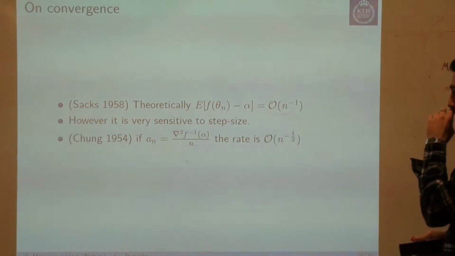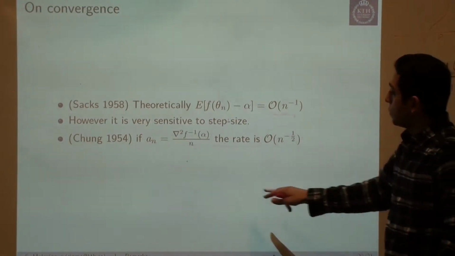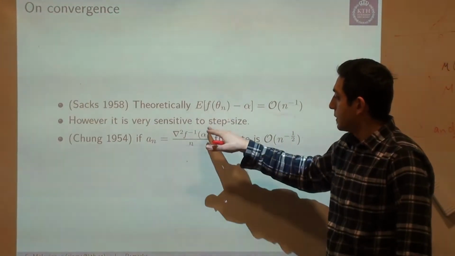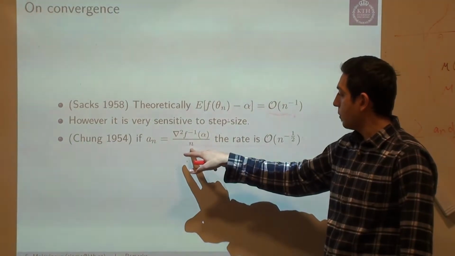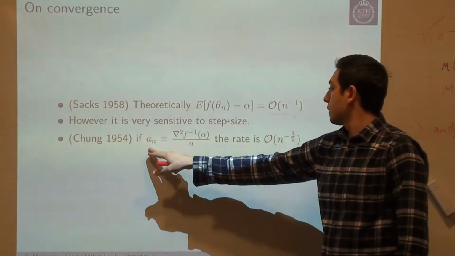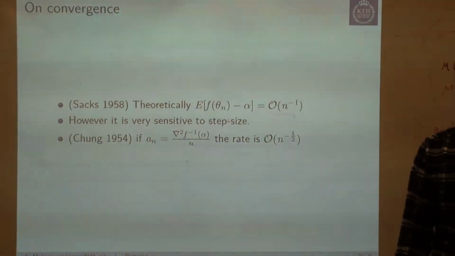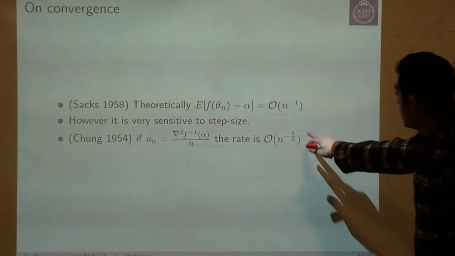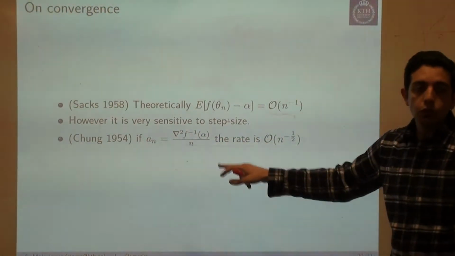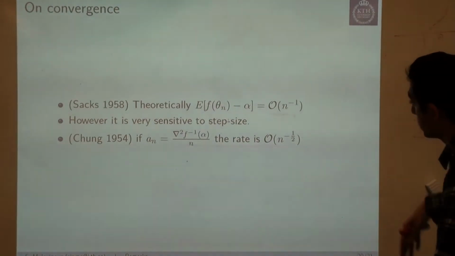And then in 1954, there is something that you can be assured of. If you choose an to be the inverse of the second derivative of f over n, so this is of 1 over n type, then you're sure that the rate is 1 over square root of n. But getting to this, you need a really good choice of an, and it's just by theory that this is the convergence rate.